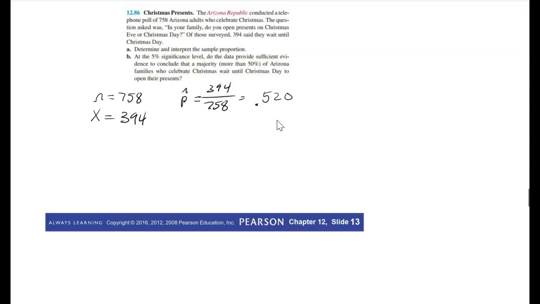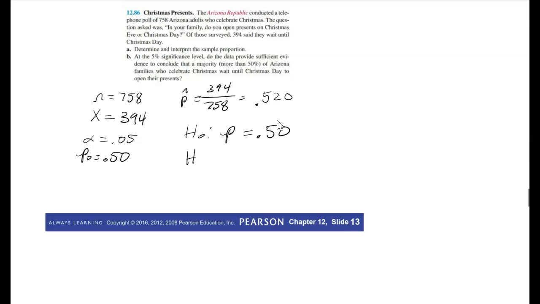Okay, so part B. At the 5% significance level, well, there's our alpha. Do the data provide sufficient evidence to conclude that a majority? All right, so you're not always going to have that more than 50%, but as soon as you hear the word majority, you're testing it against the 50%. So this is where you have to read your problems carefully. And we're looking to conclude that a majority of Arizona families who celebrate Christmas wait until Christmas Day to open their presents. So that means we are testing against our p sub o, in this case, 0.50.